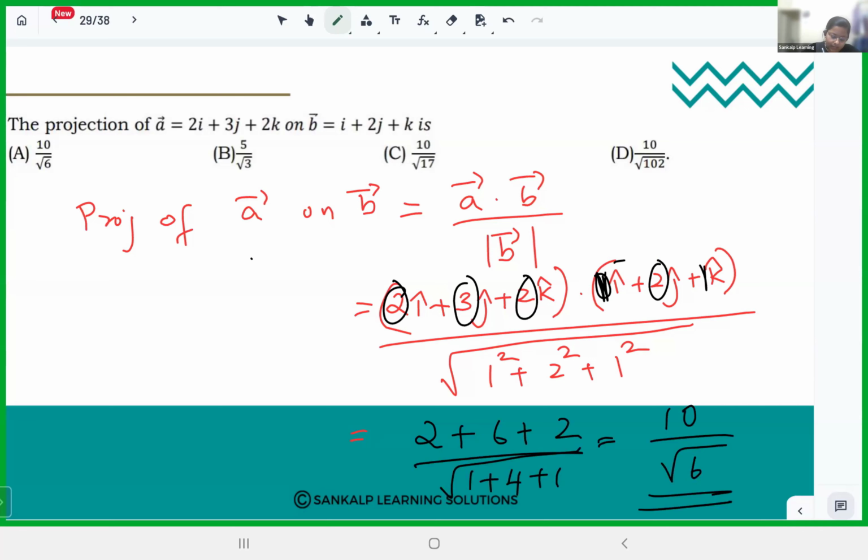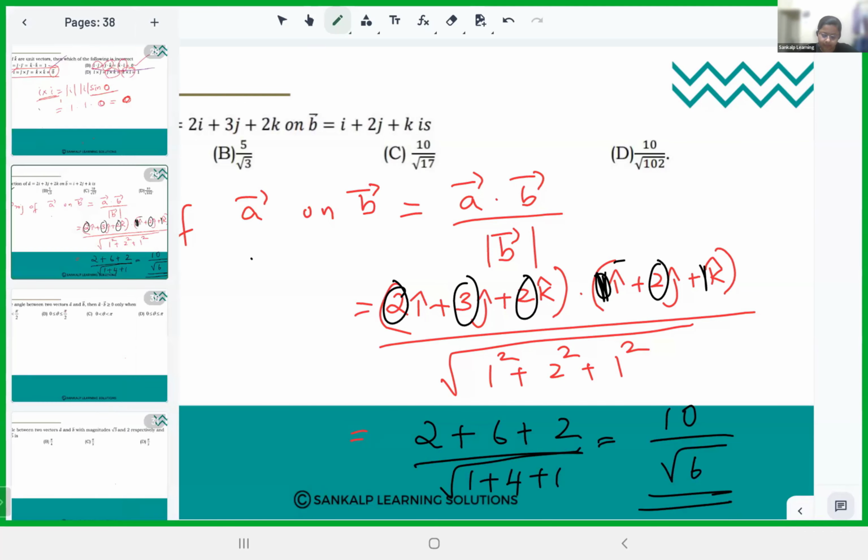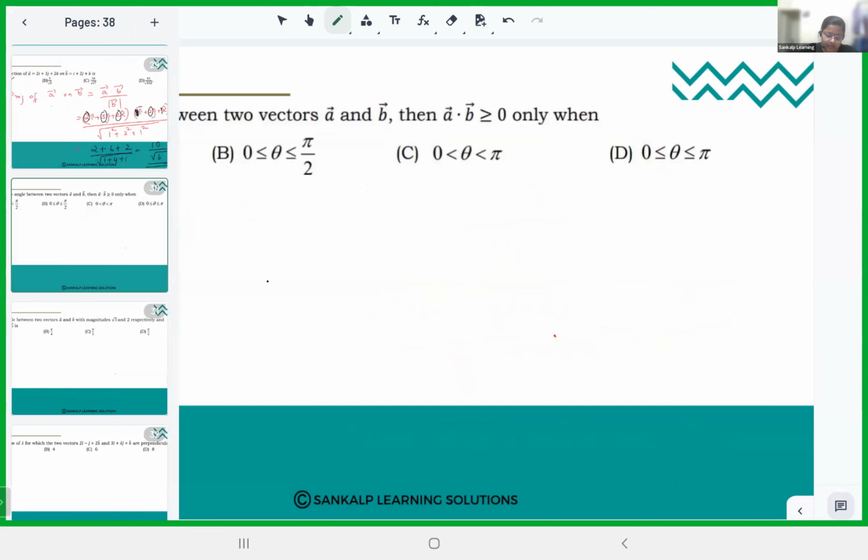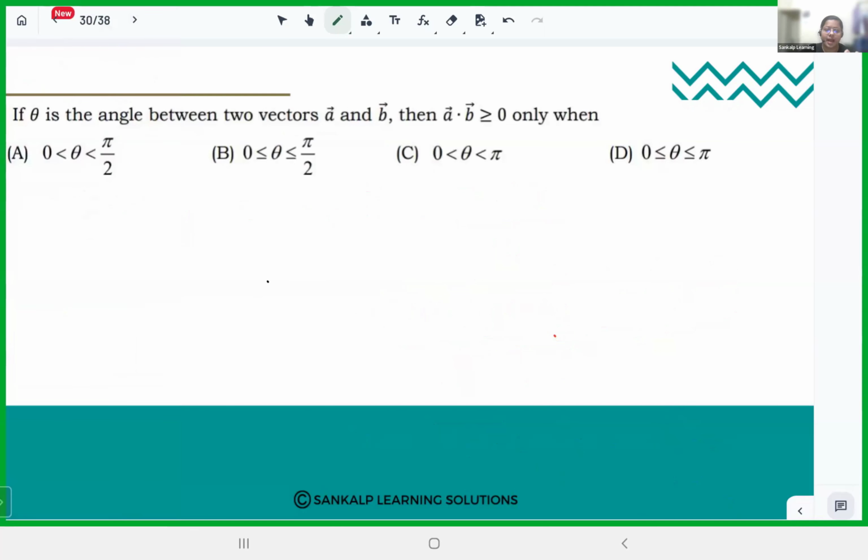So which option is right here? Option A is the right answer: 10 by root 6. Alright, so we are moving on to our next question. If theta is the angle between two vectors A and B, then vector A dot B is greater than or equal to 0 only when.